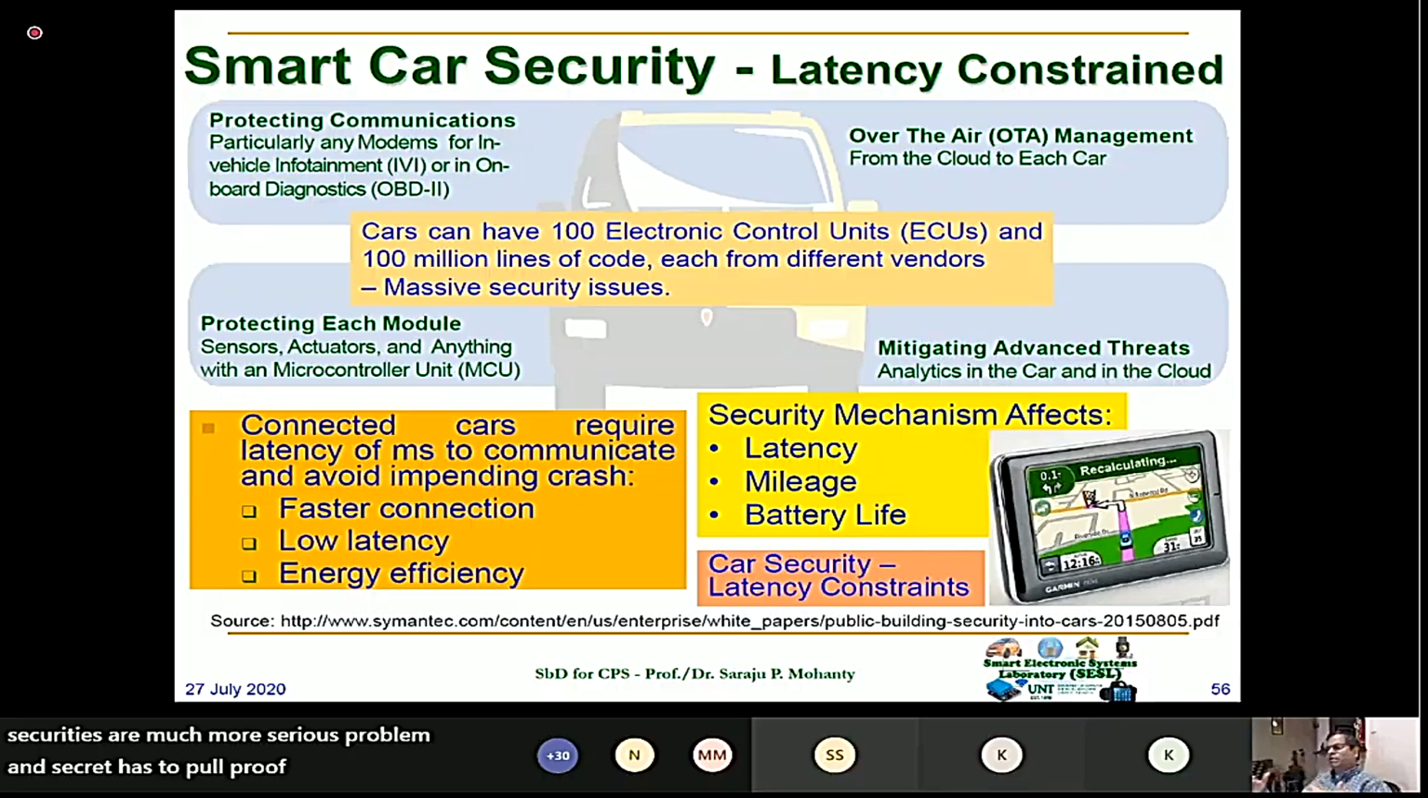And the second point is that the security mechanism needs to act under a latency constraint. That means in the order of milliseconds, it needs to take a decision. A couple of seconds means the car can hit another car or hit a road barrier and other things. Those problems can happen, so the latency constraint is serious here.